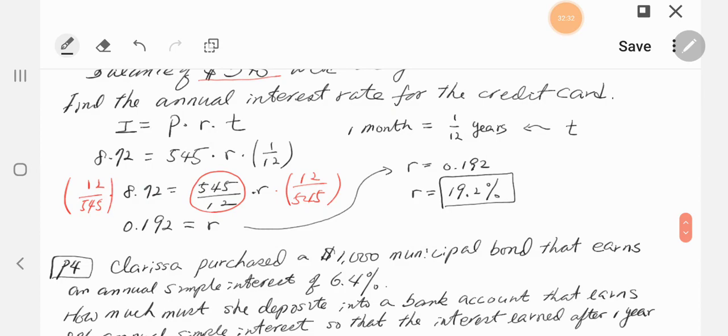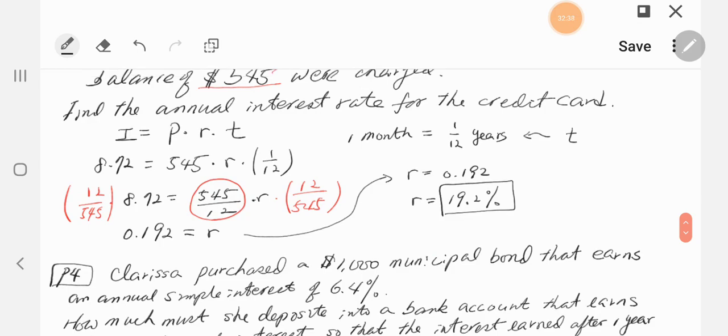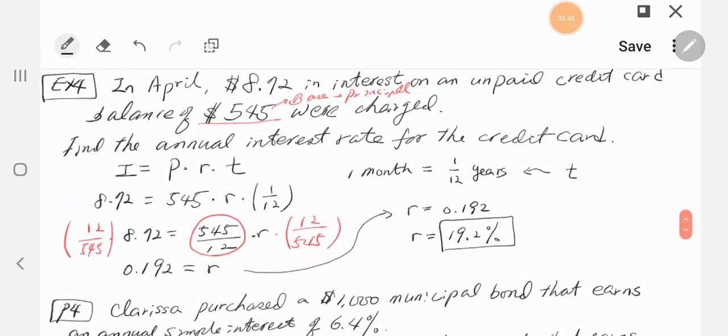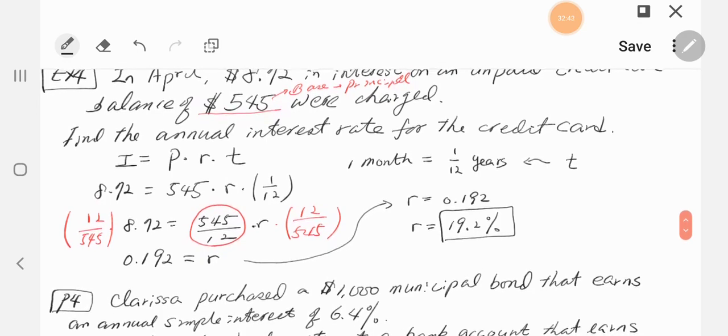So you have to pay 19.2% annually. This is the annual charge rate for this credit card. Okay, so when you convert months to years, just divide the months by 12. That gives the number of years. So for 4 months, what do we do? 4 divided by 12. So that's the number of years.